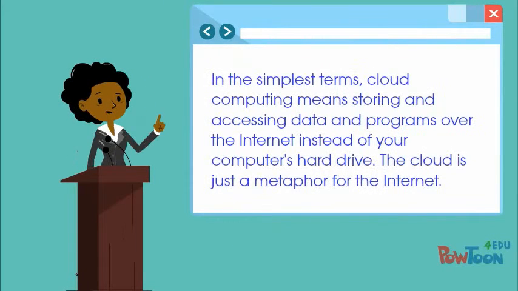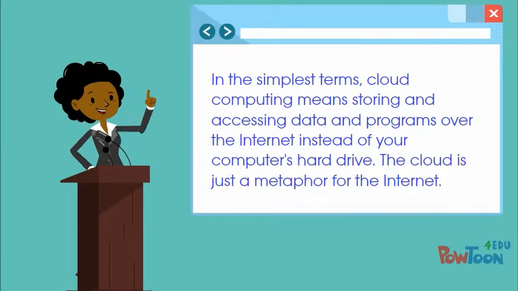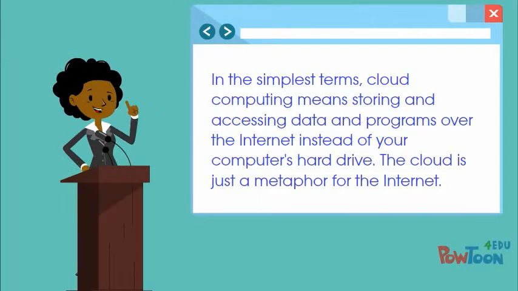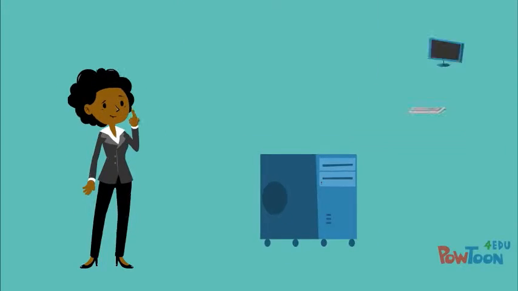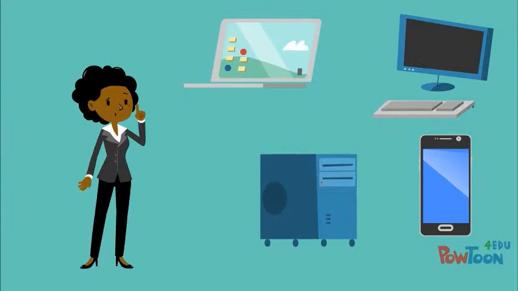First, let's define cloud computing. PC Magazine defines cloud computing as a means of storing and accessing data and programs over the internet instead of your computer's hard drive. Basically, cloud computing is just a metaphor for the internet. And if you've used email or if you've used social networking, you've used cloud computing. But how does that affect us as educators?